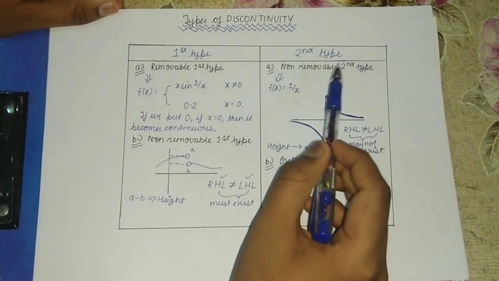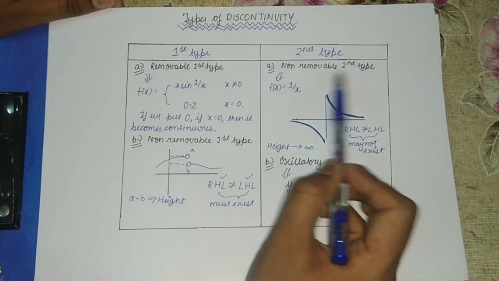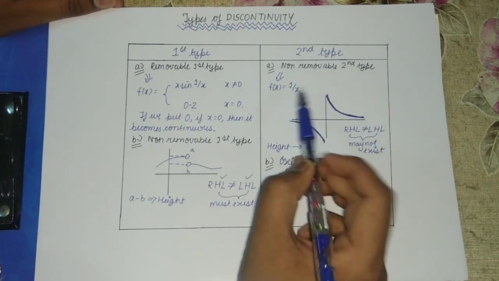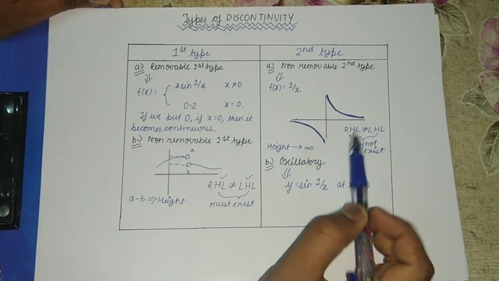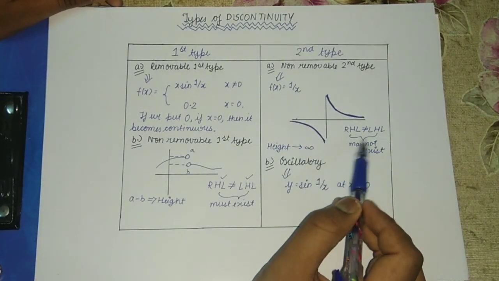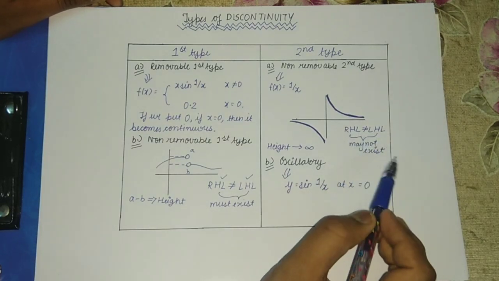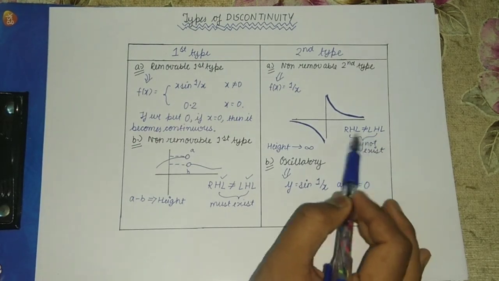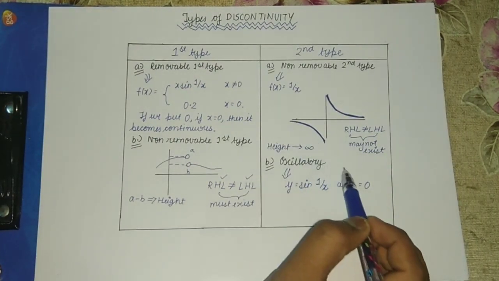Okay, now let's focus on the second type of discontinuity. The first subdivision is non-removable second type. Let's assume a function f(x) is equal to 1 upon x. Here we get a rectangular hyperbola. Clearly the right hand limit is not equal to LHL, where RHL is equal to plus infinity and LHL is equal to minus infinity. Both LHL and RHL may not exist. Okay, so here the height is tending to infinity.